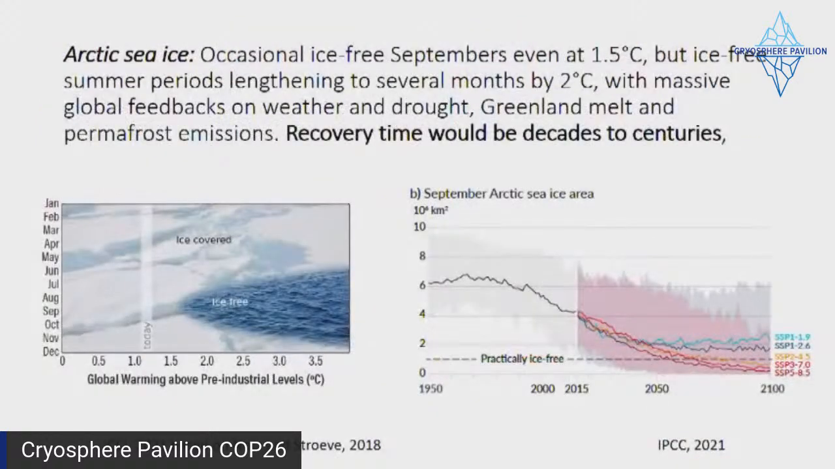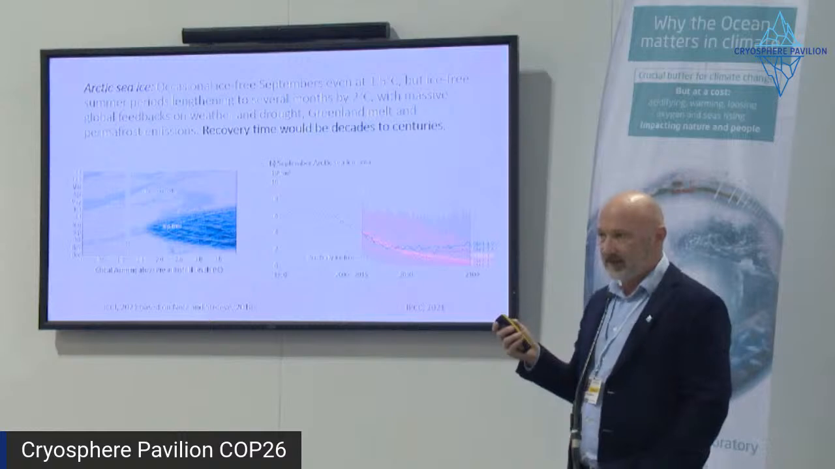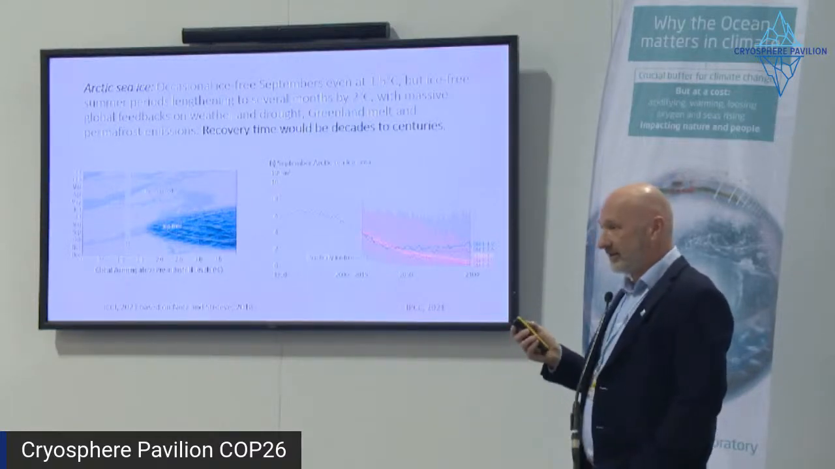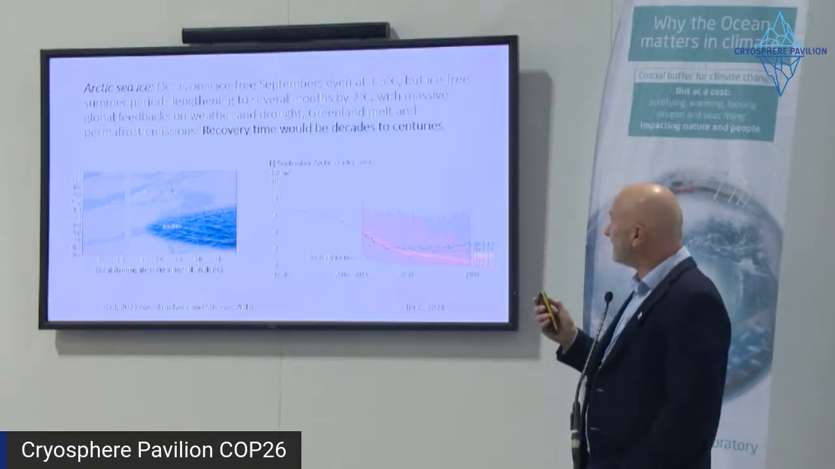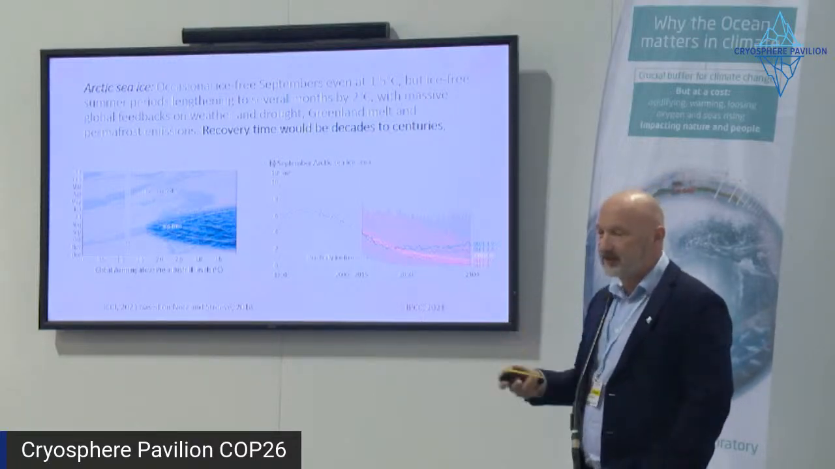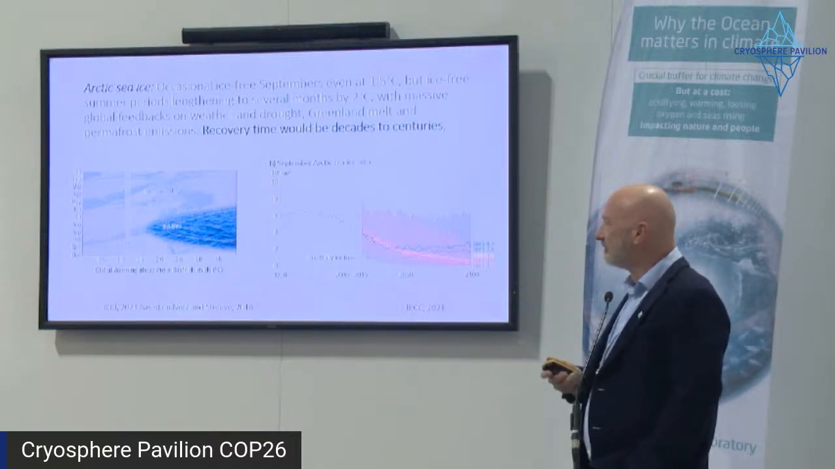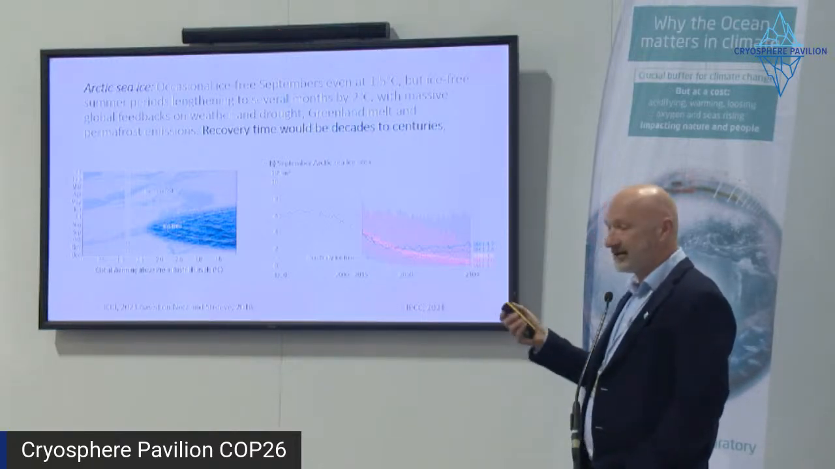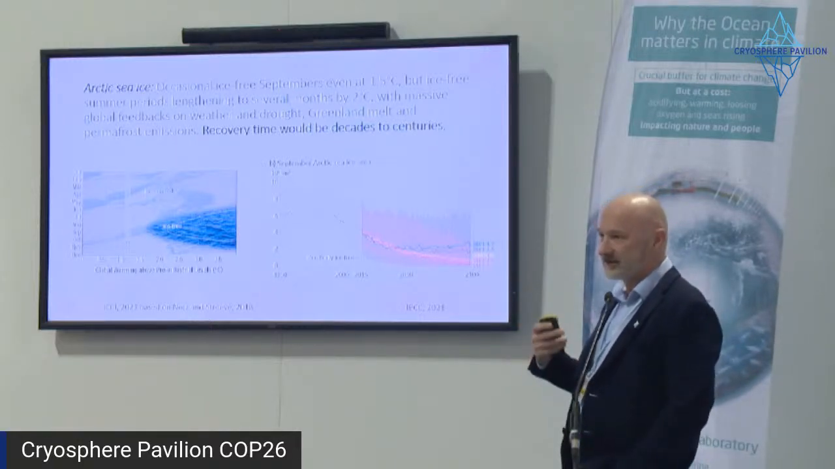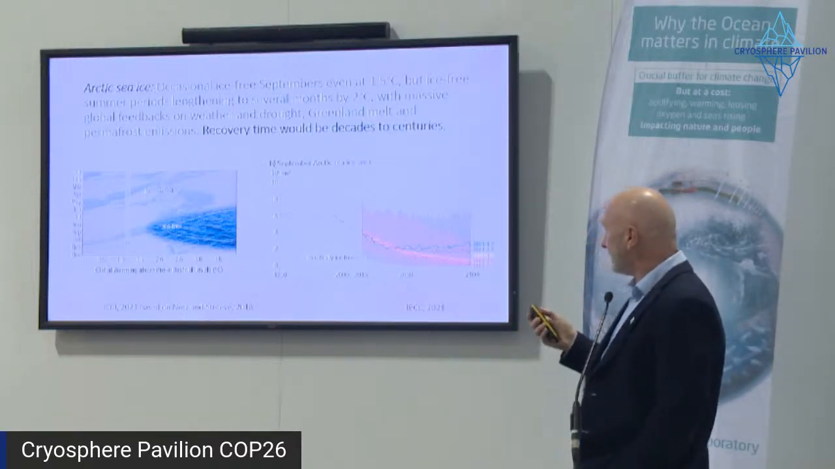So I've been told to hurry up. I'm not an ice scientist. There are some excellent ice scientists present here. It's quite guaranteed that even at 1.5 degrees centigrade, there will be ice-free Septembers. If we go to 2 degrees, these will lengthen to several months. We will still get ice formation in the winter. It will still be dark. It will still be cold. However, this ice is only 1 year old. There is no multi-year ice, which supports important ecosystems.